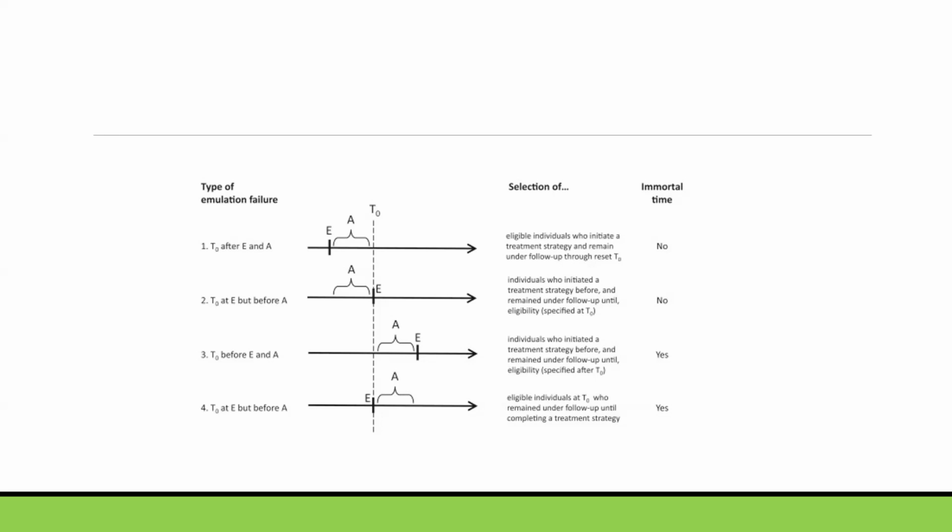Sometimes the treatment occurs, the follow-up occurs before the eligibility and the assignment. That is where we end up in immortal time bias. In these two conditions, we call them depletion of susceptibles.